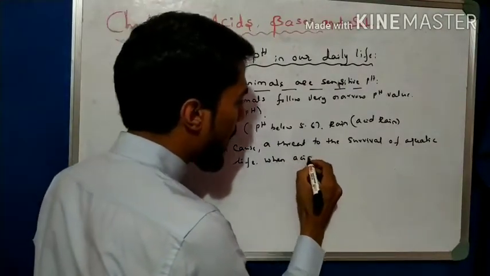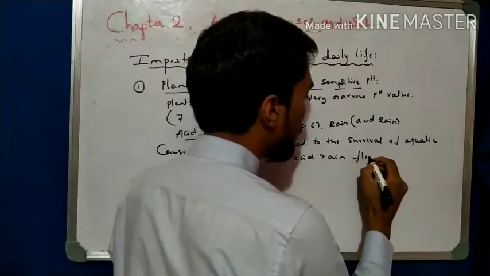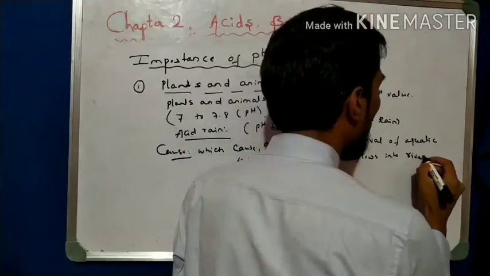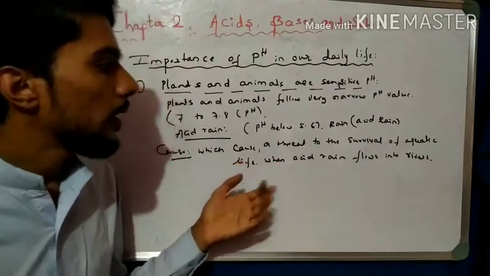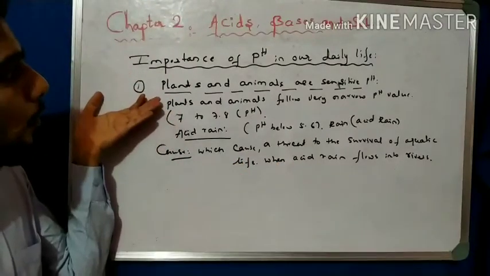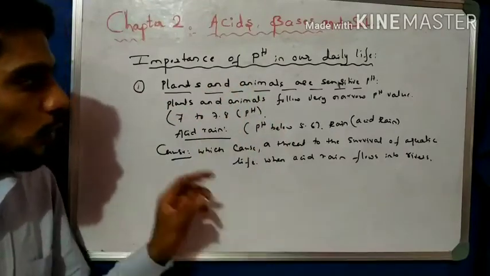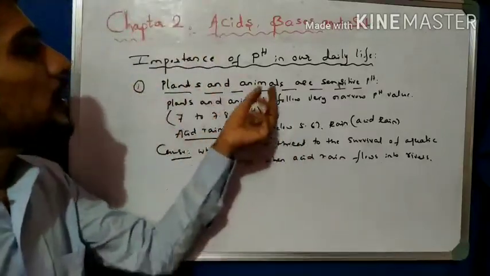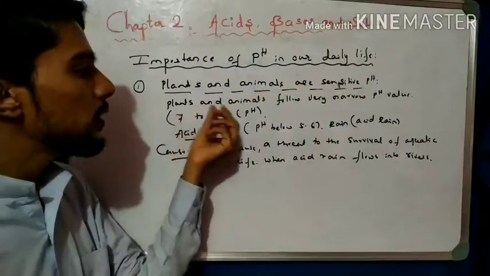When acid rain flows into rivers. So that is another point, that is the first point of pH. Importance of pH in life: the first important point is about plants and animals. Here you can mention only 3 points to remember. One point is that plants and animals are very sensitive to pH, in the range of 7 to 7.8.